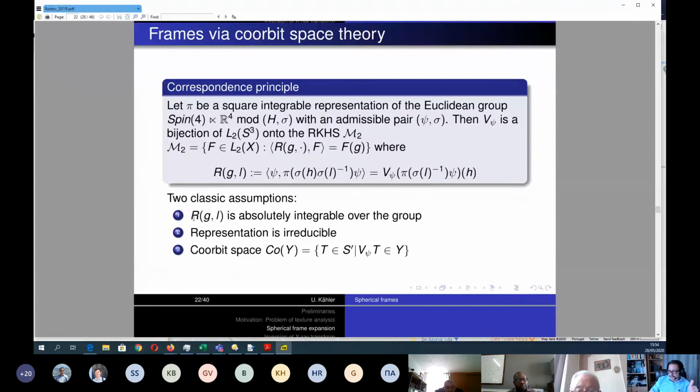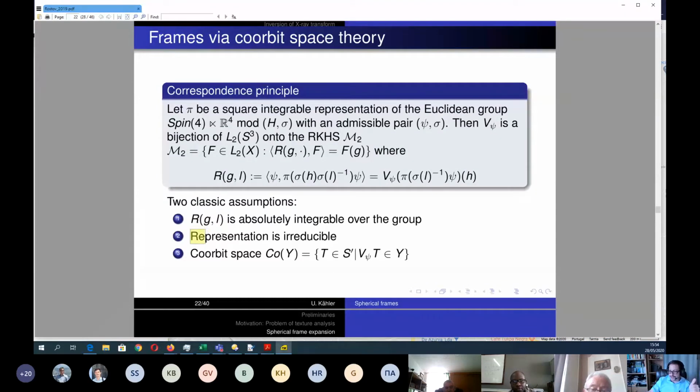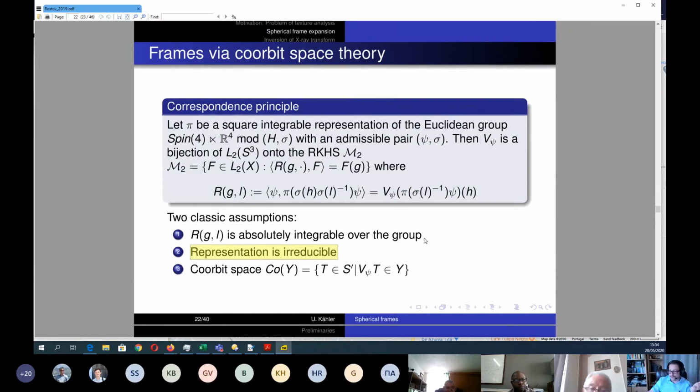The classic assumption to construct frames is now that this reproducing kernel is absolutely integrable over the group. So if you take the integral of the modulus of the kernel with respect to d mu, it has to be finite with respect to g and with respect to l, depending on whether you integrate over g or l. The second one is that the representation is irreducible. And as I said, with these, you can create so-called co-orbit spaces. Maybe the most famous ones of the co-orbit spaces are the modulation spaces of Kravchenko and Feichtinger.